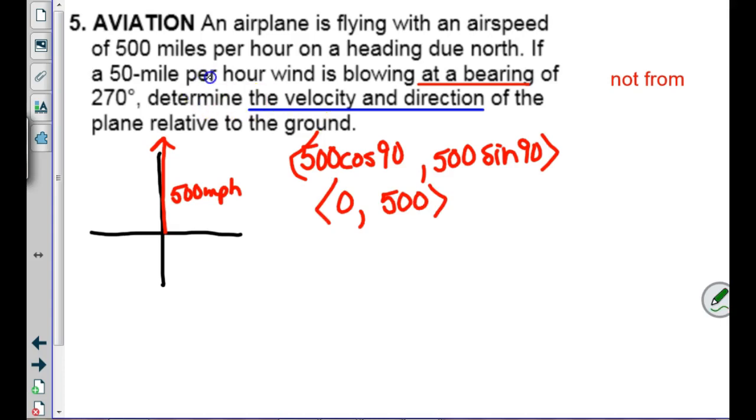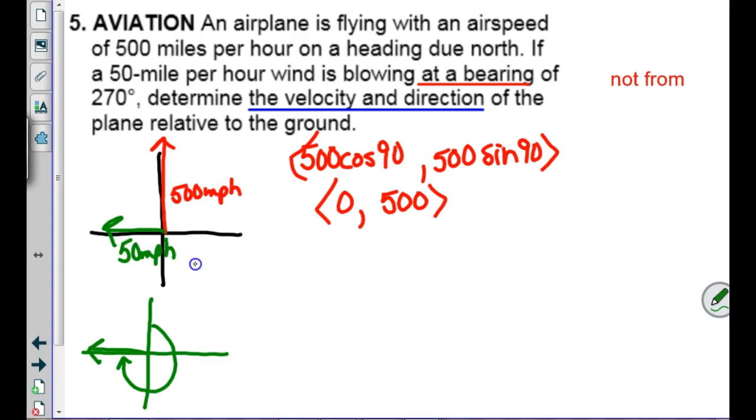Then it says, if a 50-mile-an-hour wind is blowing at a bearing of 270, not from, okay? At means in the direction of a bearing of 270. So 270 off of north would be here. At a bearing of. So it's not coming from there, it's blowing that way. So it's actually blowing, okay, but it's a very short vector. It's only 50 miles an hour.